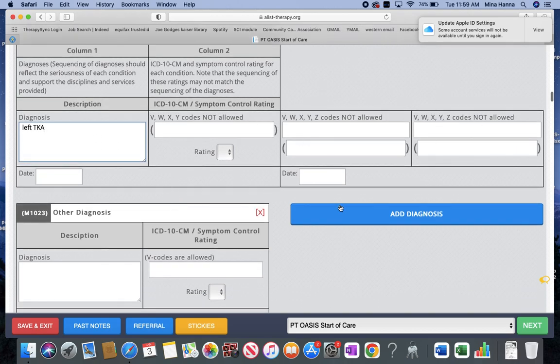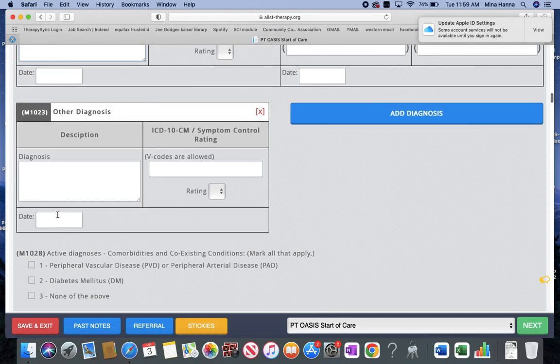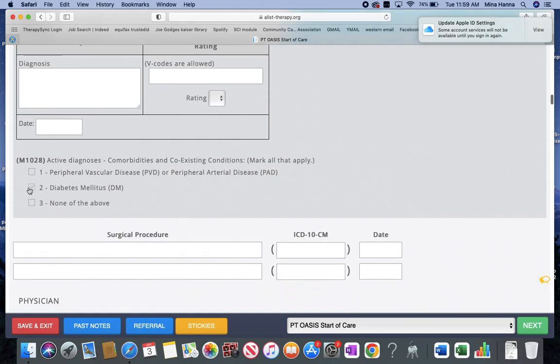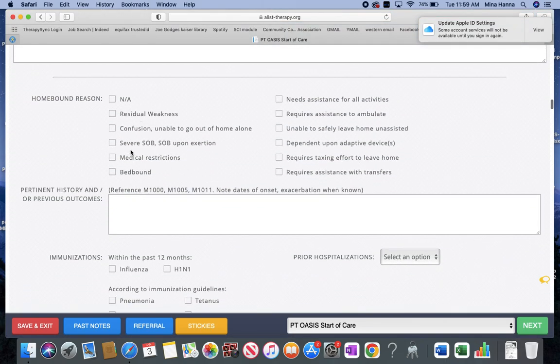You do not have to do this, so you can just skip that part. Other diagnoses, you can add more. If they're diabetic or COPD or anything like that, you can go ahead and check that. For this example, we're going to say our patient is diabetic, so we're going to go ahead and select that diagnosis. Again, this is now PT stuff. Why is this patient homebound? This is very similar to what we select earlier. I know it's kind of double the work, but unfortunately, that's just how it is.